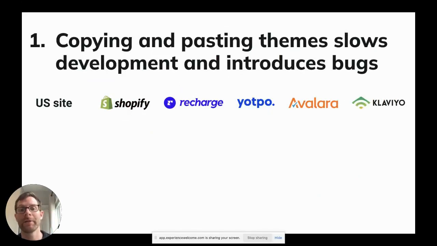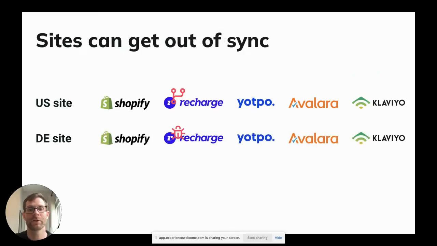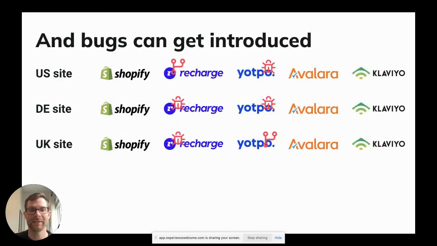One, copying and pasting themes slows development and introduces bugs. So what do I mean by this? This stack is actually the stack that Manscaped used, and this was on a Shopify monolith. They had a number of applications, which was working pretty well for them. It could be faster, but it was working pretty well. Then they introduced a German site. Well, you make one change on the US site, and an API on the German site gets out of sync and causes a bug. Then you need to add another site, say a site for the UK. Bugs can get introduced all downward, horizontally, upward, and it quickly gets out of hand.